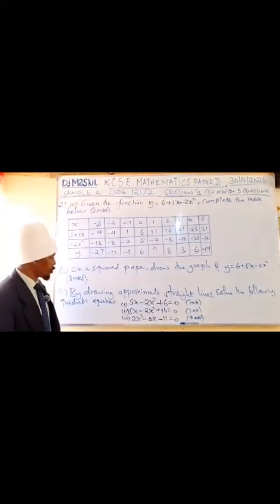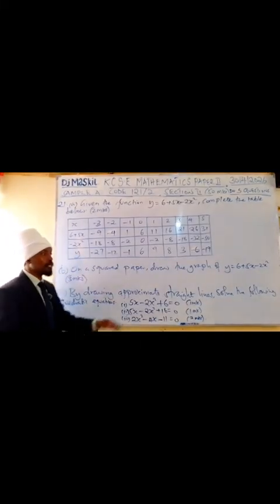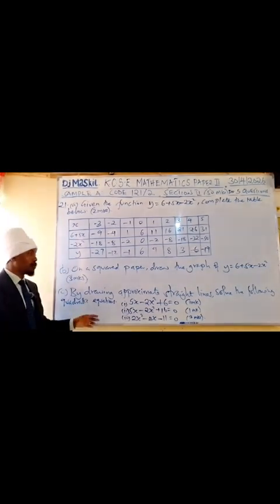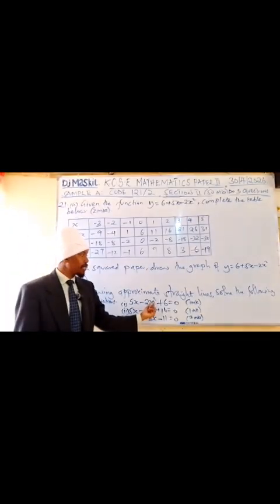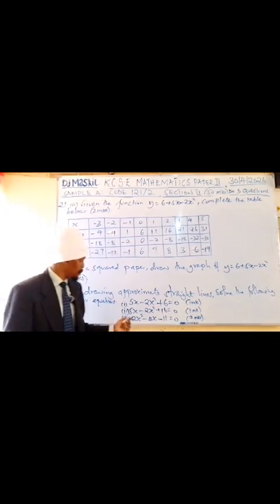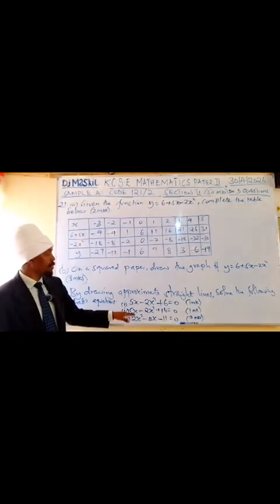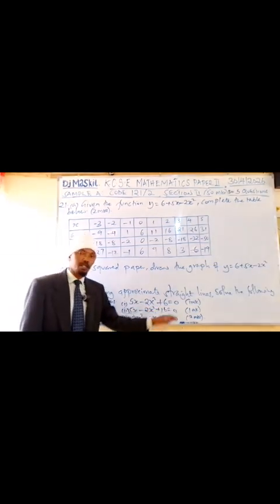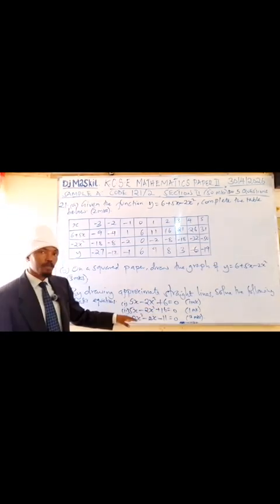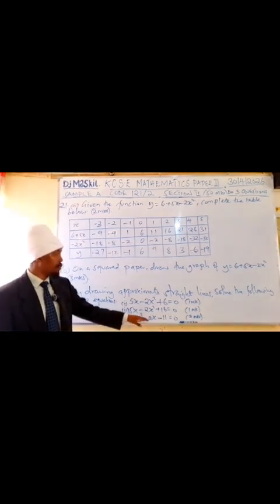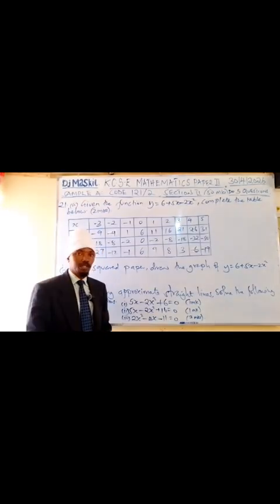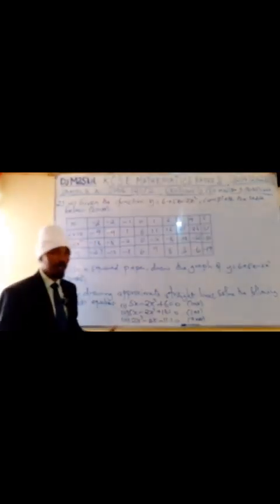Part C of the question. By drawing approximate straight lines, solve the following quadratic equations. Equation 1, 5x minus 2x squared plus 6 is equal to 0. Equation 2, 5x minus 2x squared plus 16 is equal to 0. And equation 3, 2x squared minus 4x minus 11 is equal to 0. Solution.